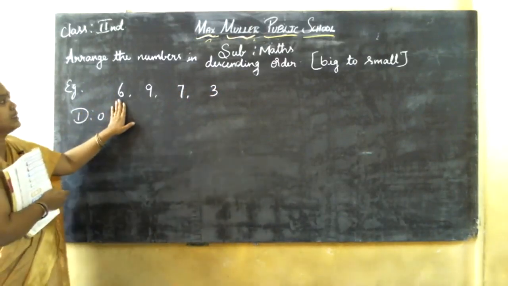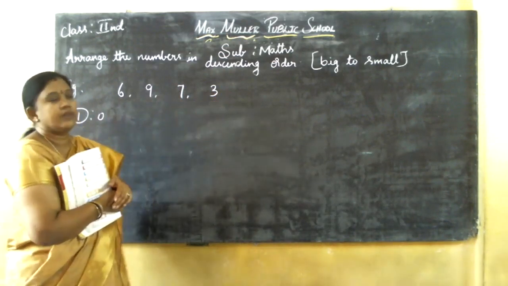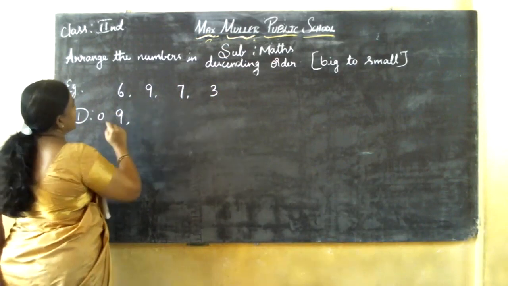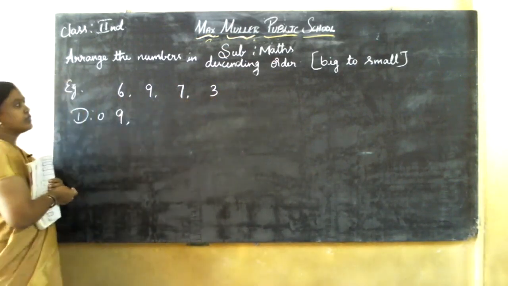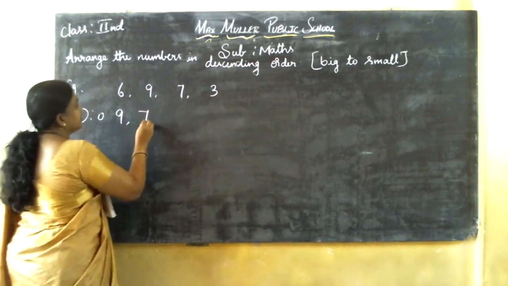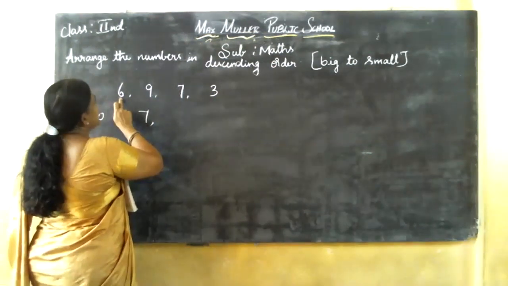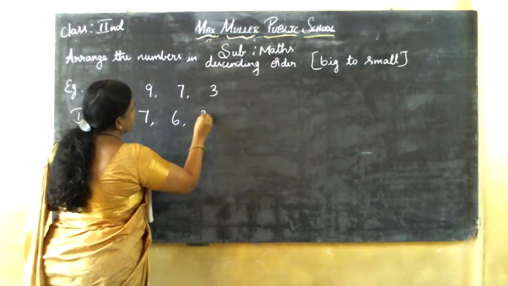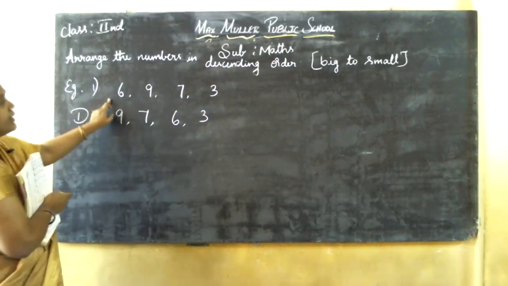First, we will use single digit numbers. In these numbers, 6, 9, 7, 3, which one is bigger? 9 is the bigger number, so we will write 9. After that, 6, 7, 3. In these 3 numbers, which one is bigger? 7. 7 also over, 9 also over. Only 6 and 3 are there. 6 is the big number, so after that we will write 3. Understood, children? First one, single digit, we did.